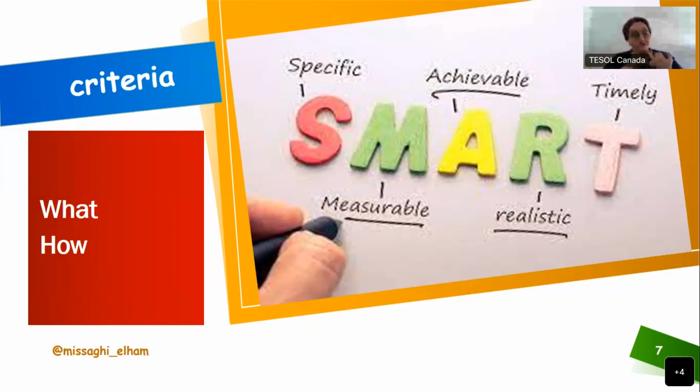So it should be specific, clear, measurable, achievable, realistic, and timely. Think about terminal objectives. Students will be able to do what? Students will be able to write a paragraph about their last summer vacation.